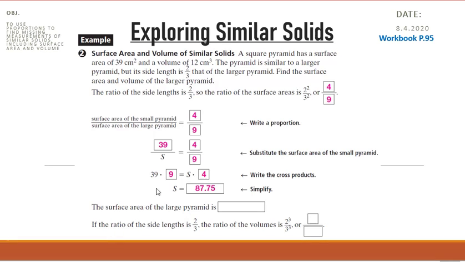Okay, we can do this another way, of course. We can find the surface area using the scissors method. In this case, you will multiply 9 and 39 and divide by 4 in one step. And the answer should be the same. So the surface area of the large pyramid is 87.75.